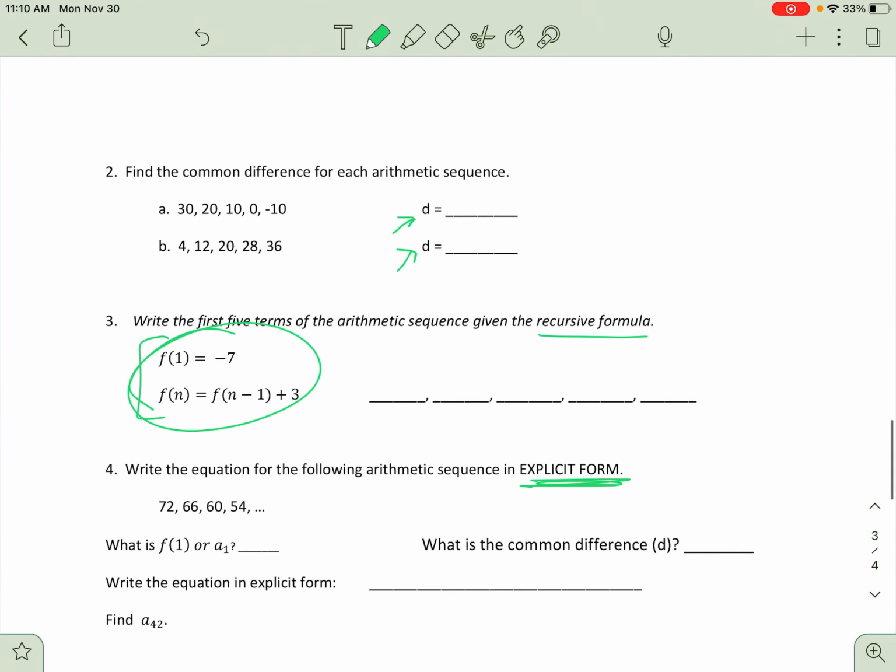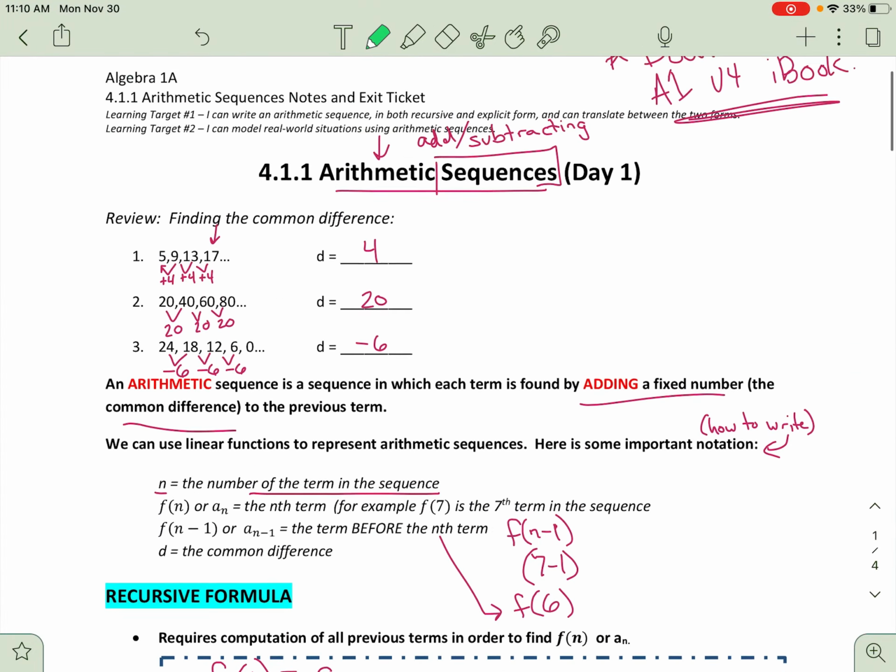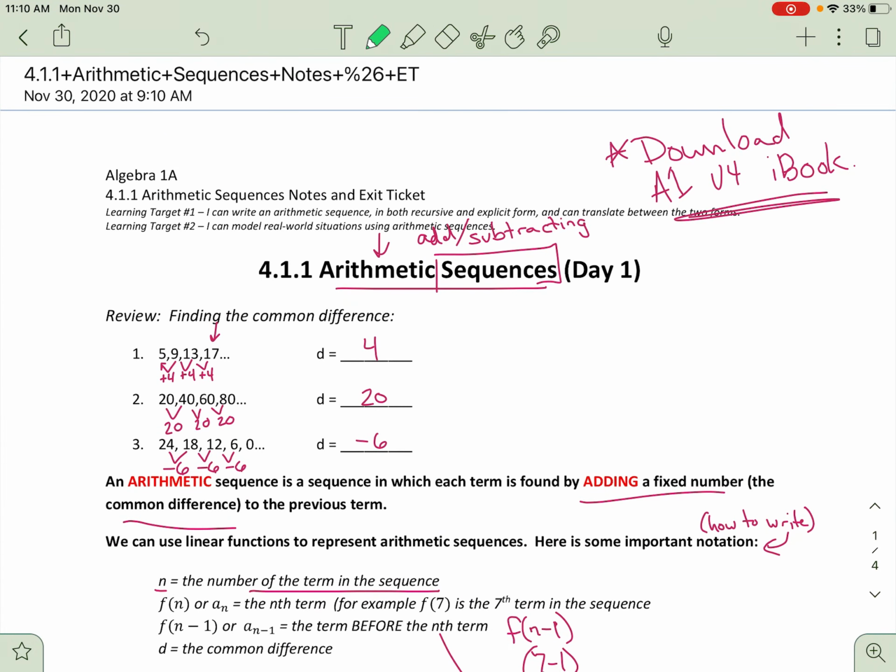So complete the exit ticket and submit it for homework tonight. Let me know if you have any questions. Remember, I will not be online tomorrow, but if you have any questions, you can Zoom conference me or send me a Canvas message and I'll try and jump on at a different time.